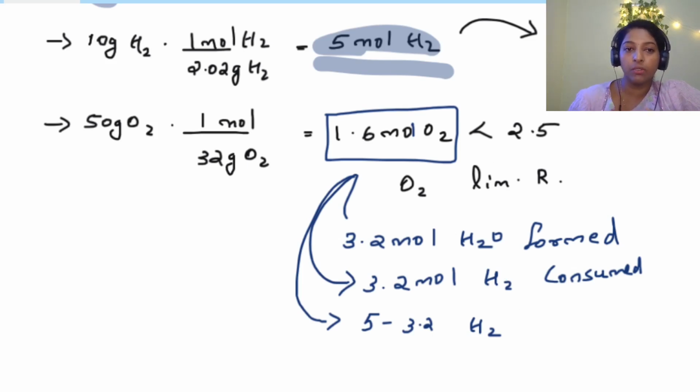Many students just subtract random numbers, like 2.5 minus 1.6 or 5 minus 1.6. It's not like that. First you have to calculate how much is consumed. That consumption is not the question part; the question is just what the excess reagent is. But for getting the excess reagent, first you have to calculate how much is consumed. Then only you can subtract: initial minus the consumed amount. That is the thing.